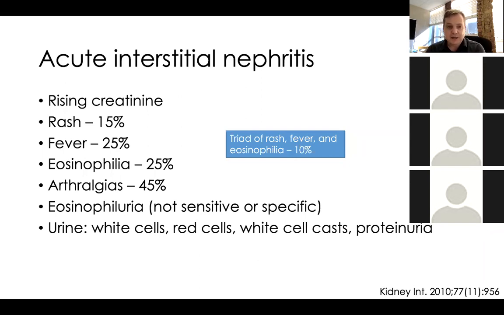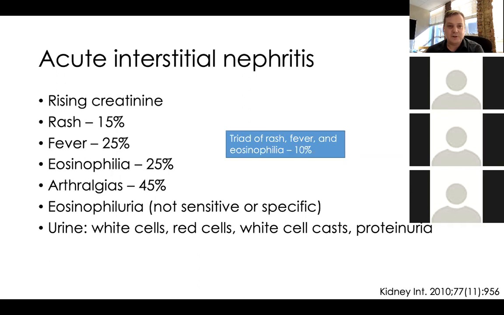Some people have eosinophiluria, so eosinophils in the urine, but that's not particularly sensitive or specific, though you can look for it. And the urine is usually pretty helpful. It's got white cells and red cells, and often white cell casts and variable proteinuria. So it's quite an active urinary sediment. That sort of active urinary sediment plus the rising creatinine in the appropriate patient on a beta-lactam is a good signal to at least consider this.